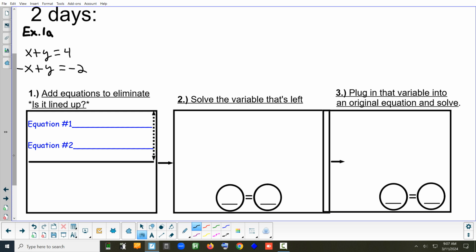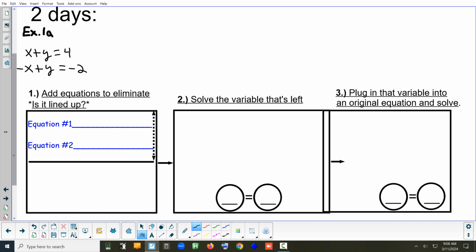So the equations that we're going to try to solve are x plus y equals 4, and negative x plus y equals negative 2. Now, you could solve this using any method that we've learned. You could try to graph it, you could try substitution, or you could try what we're going to do, which is elimination. Under number 1, the first thing it says is add the equations to eliminate. Are the variables lined up? Is everything lined up?